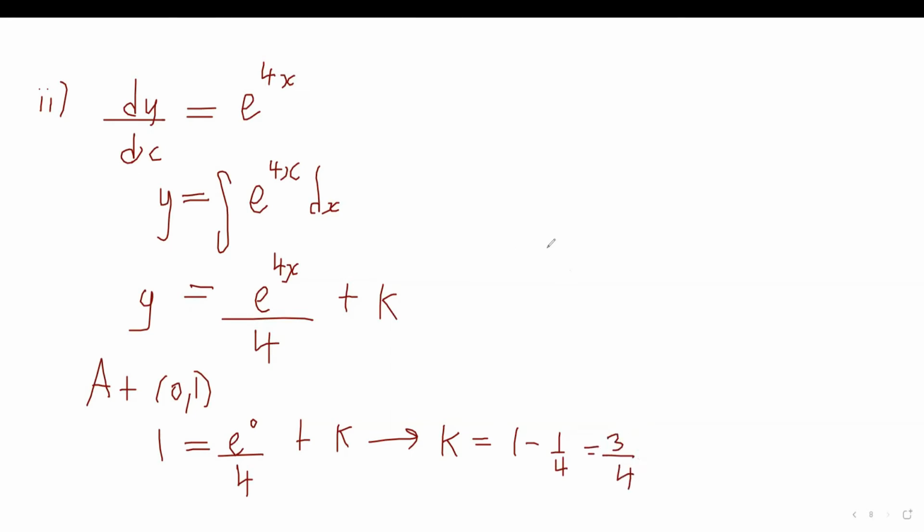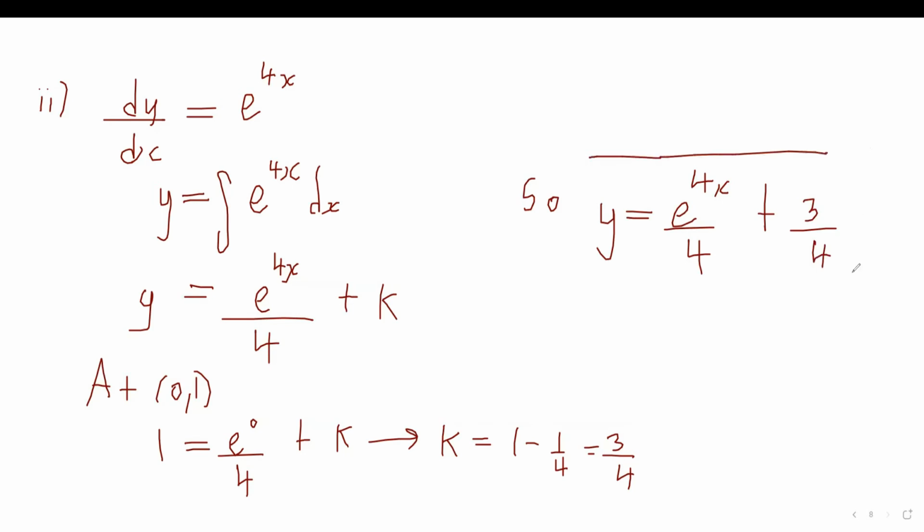1 minus a quarter is 3 over 4. So now you can finally give them an answer and say the equation of that line is y is equal to e to the 4x over 4 plus 3 over 4. That's the answer. Easy. Nothing to it at all. No sugar, no spice, no nothing. All right? Safe. That's the answer.